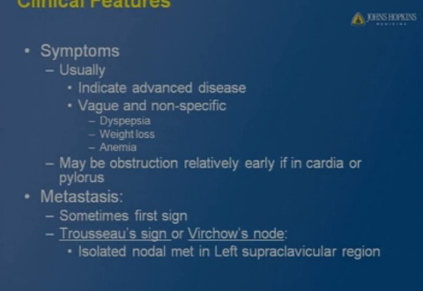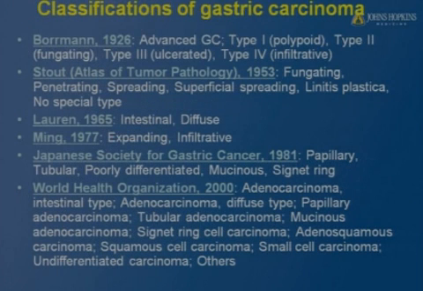When we talk about the symptoms of gastric cancer, they are usually vague, and if there are symptoms, it's usually the late stage. The vague symptoms are some dyspepsia, weight loss, anemia. But if the tumor is located in the cardia or in the pylorus, there may be an obstruction, as the patients may present with it. Sometimes, unfortunately, the first sign is the metastasis. We see isolated nodal metastasis in the left supraclavicular region that is called Troisier sign or Virchow's node.